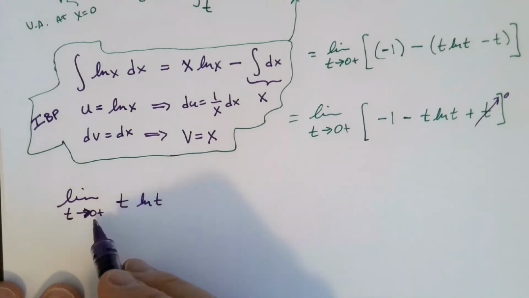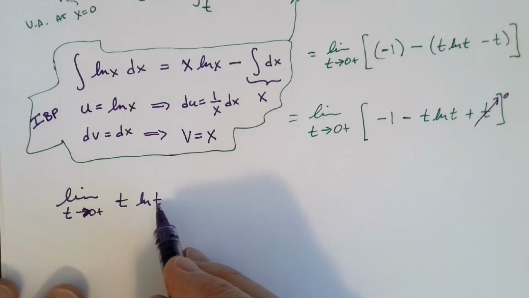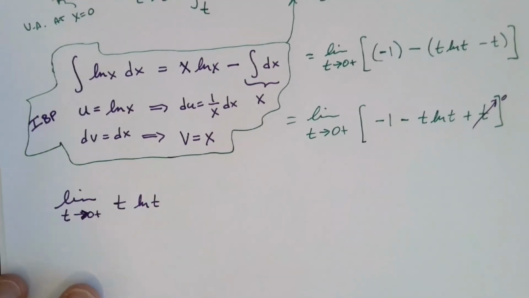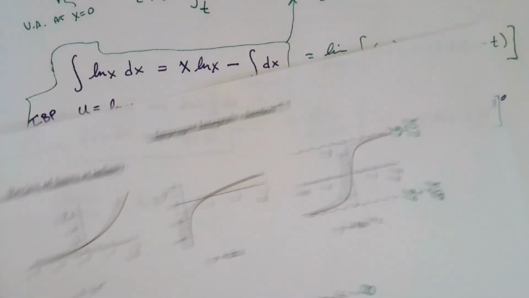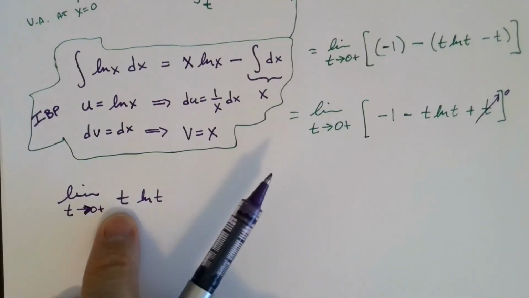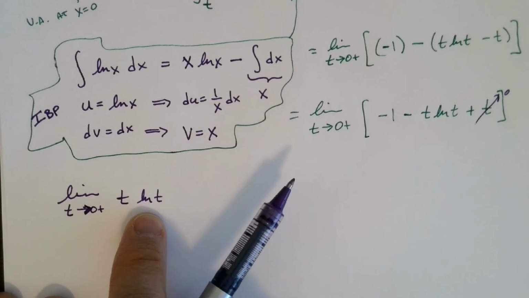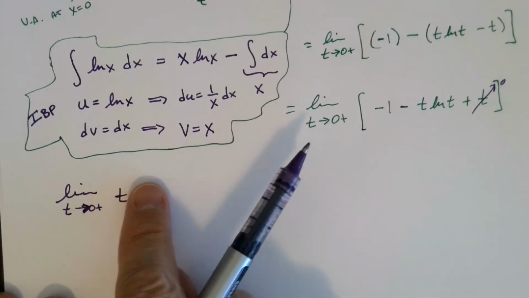The reason I can't plug in is because what's the natural log of 0? It's not defined. We have that vertical asymptote, right? And so you see the problem is as t is going to 0, the natural log of t is going to minus infinity. We're multiplying these things together.